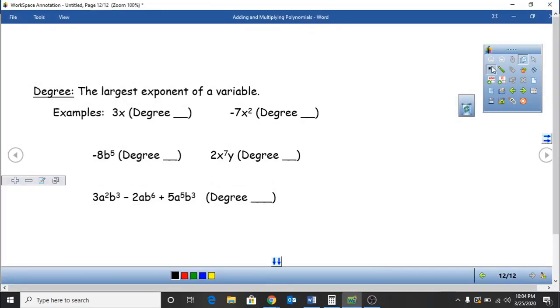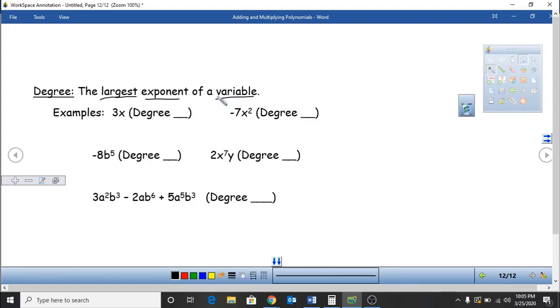All right. So the next definition we're going to look at is one of my favorites, which is something called a degree. And a degree is actually pretty simple because for a degree, you just have to be looking for the largest exponent of a variable. So you're just looking for the largest exponent, all right? So let's look at some of the examples and figure out what the degrees are, all right?